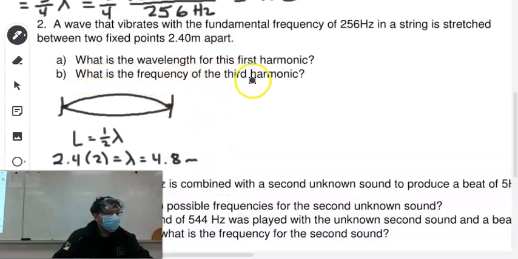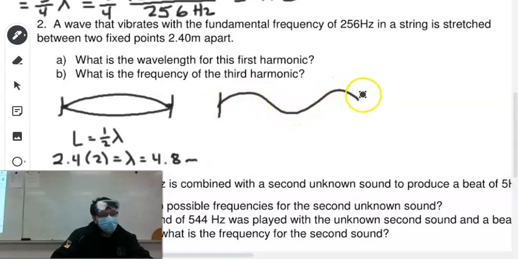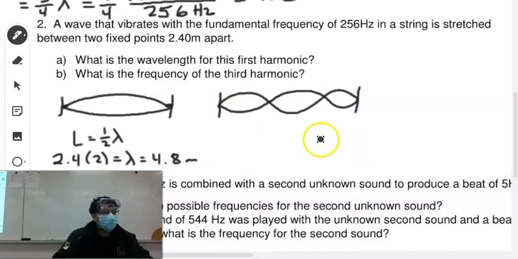Then it says, what is the frequency of the third harmonic? Okay. Well, our third harmonic would look like this. So there's our first, second, and third. Something like that. Okay, so the length would be 3/2 wavelength.